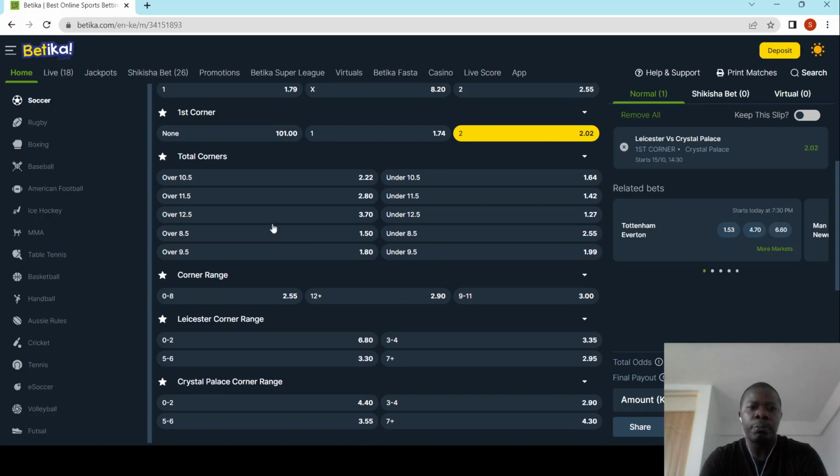But you can also predict total corners. Will they be below 10? Will they be over 10?